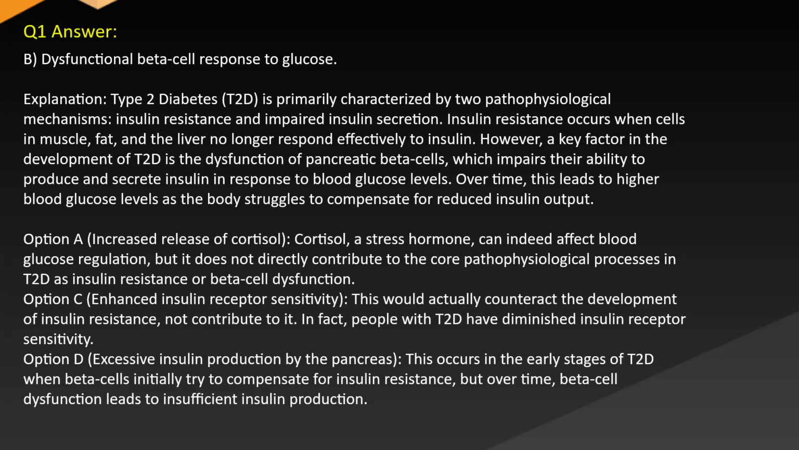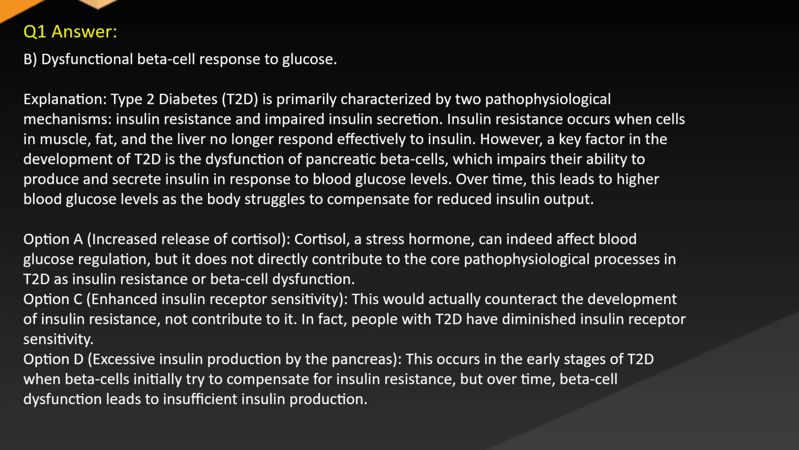Answer: B. Dysfunctional beta cell response to glucose. Explanation: Type 2 diabetes (T2D) is primarily characterized by two pathophysiological mechanisms: insulin resistance and impaired insulin secretion. Insulin resistance occurs when cells in muscle, fat, and the liver no longer respond effectively to insulin. However, a key factor in the development of T2D is the dysfunction of pancreatic beta cells, which impairs their ability to produce and secrete insulin in response to blood glucose levels. Over time, this leads to higher blood glucose levels as the body struggles to compensate for reduced insulin output.